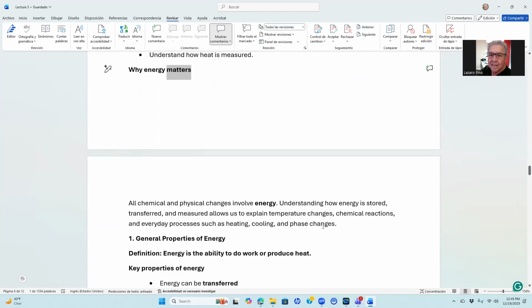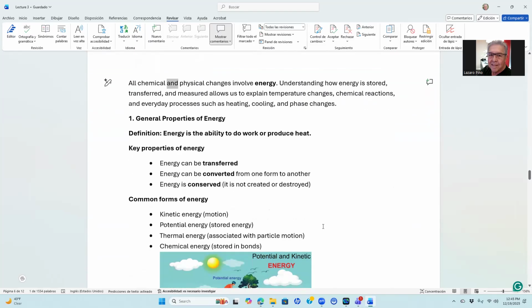Why energy matters. All chemical and physical changes involve energy. Understanding how energy is stored, transferred, and measured allows us to explain temperature changes, chemical reactions, and everyday processes such as heating, cooling, and phase changes. 1. General properties of energy. Definition: energy is the ability to do work or produce heat.